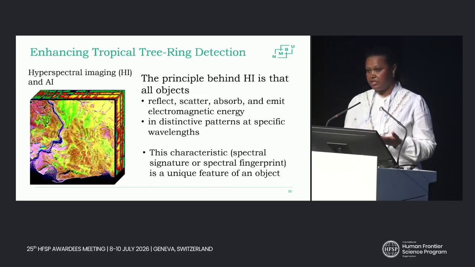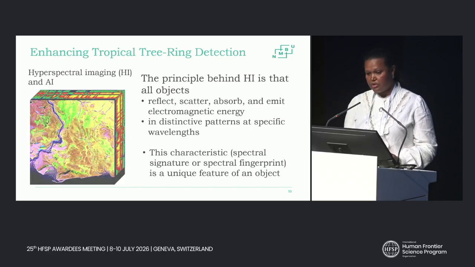So the reason for using hyperspectral imaging for tree ring detection is that each tree ring represents a growing season, and they are distinct. So even if we don't see or detect them using the conventional method, using these hyperspectral images, they will have distinct spectral reflectance or spectral characteristics. So this is the theory we are using.